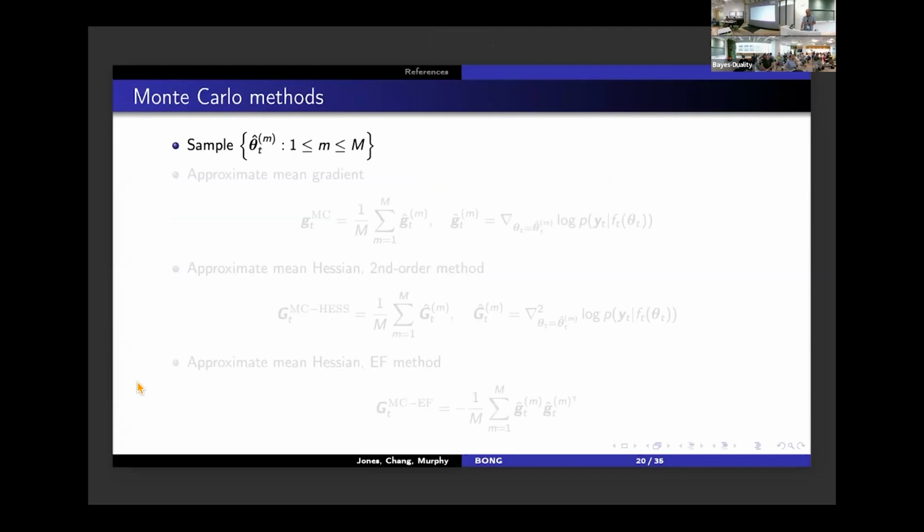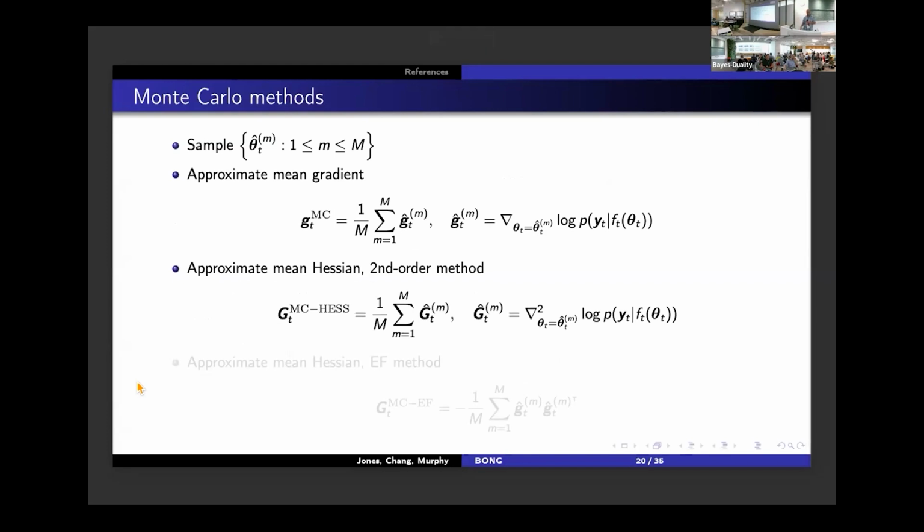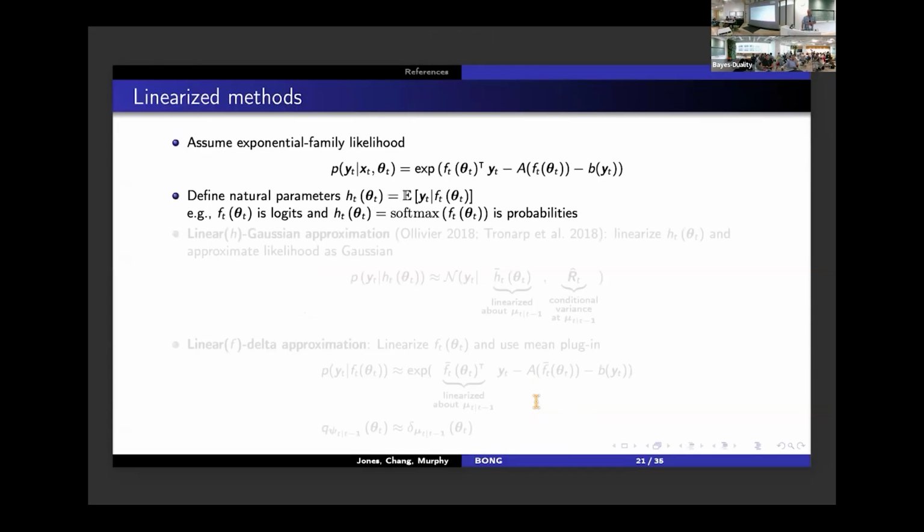Monte Carlo is pretty straightforward. You just sample a bunch of theta hats from the belief state. You approximate the mean gradient as the empirical average from that sample, and approximate the Hessian as the empirical average of the Hessians from that sample. Or alternatively, that's the MC Hessian approach. The thing that we call the MCEF approach is you take the outer products of all the gradients from all your samples and take the average of those. And for folks who know the EF method, I'll justify it on the next slide. When the loss is log likelihood, the outer product of gradients turns out to be a decent approximation of the Hessian. And this has been used in VLR as well.